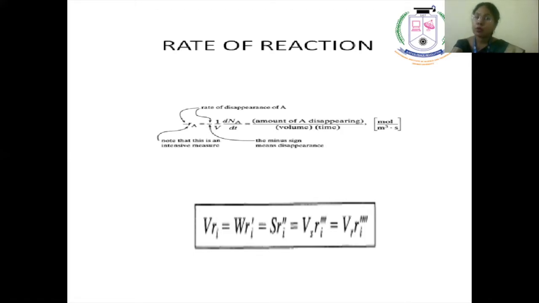So there are various forms of the rate equation based on which term is important. For example, if it's the volume of the reacting fluid, it becomes V into ri. If it's the weight of the catalyst, it becomes W into ri dash. For the surface area, it becomes S into ri double dash. If it's the volume of the solid, it becomes Vs into ri triple dash. And if it's the volume of the liquid, it becomes ri with four dashes.